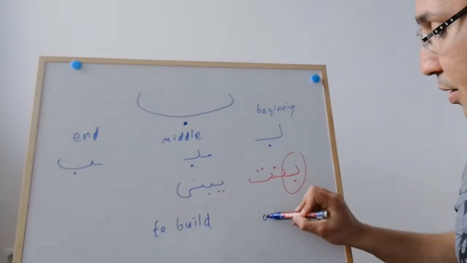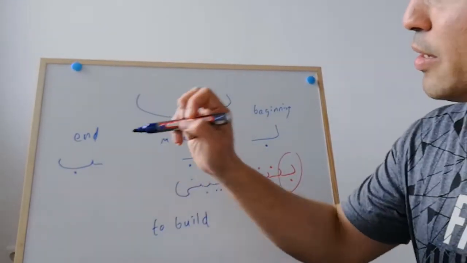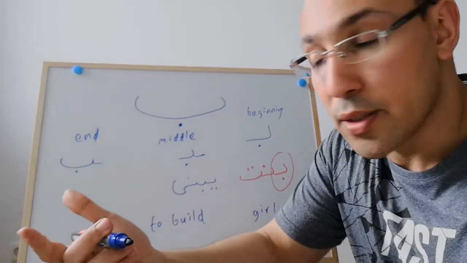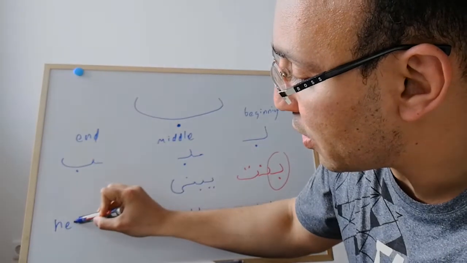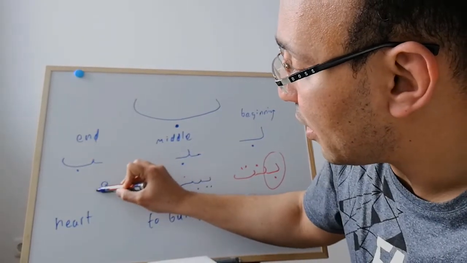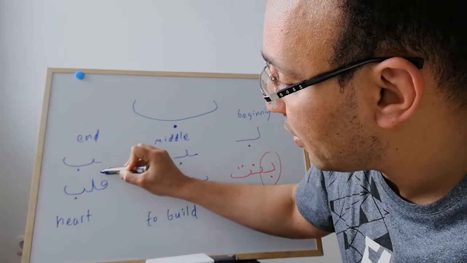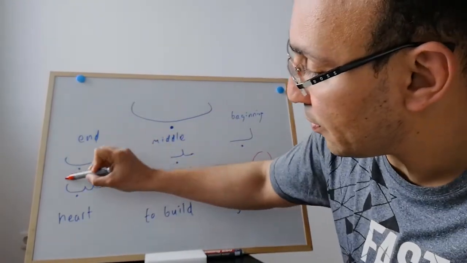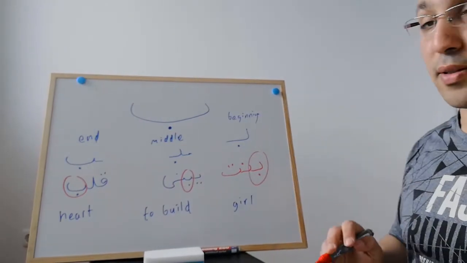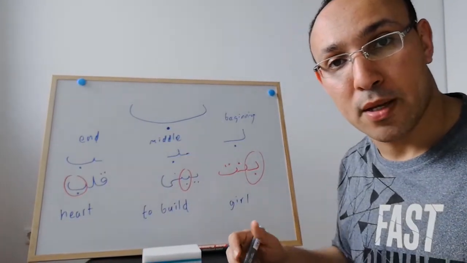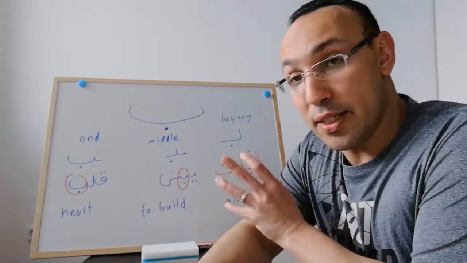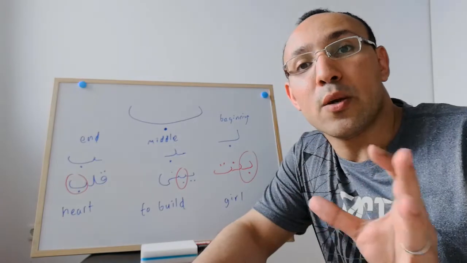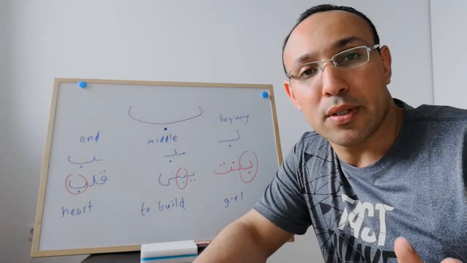Bint here is girl. And here, if we say qalb, heart, it will be like this. Qalb. Can you see? This is a ba, this is a ba here, and this is a ba here. Concentrate with me well in this, because all the letters within this family will have exactly the same pattern.